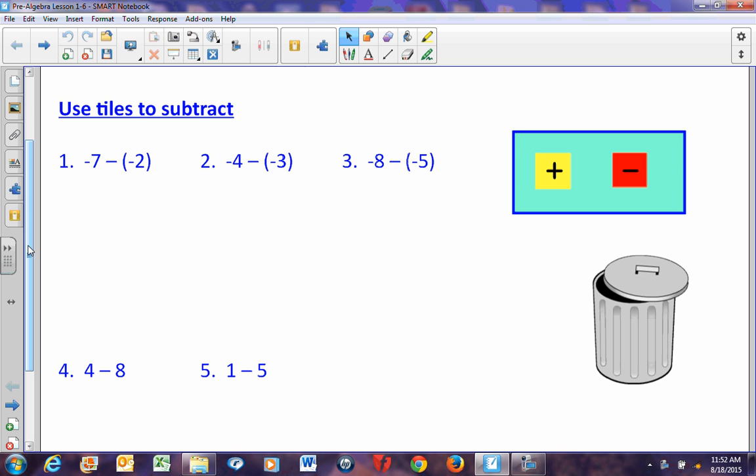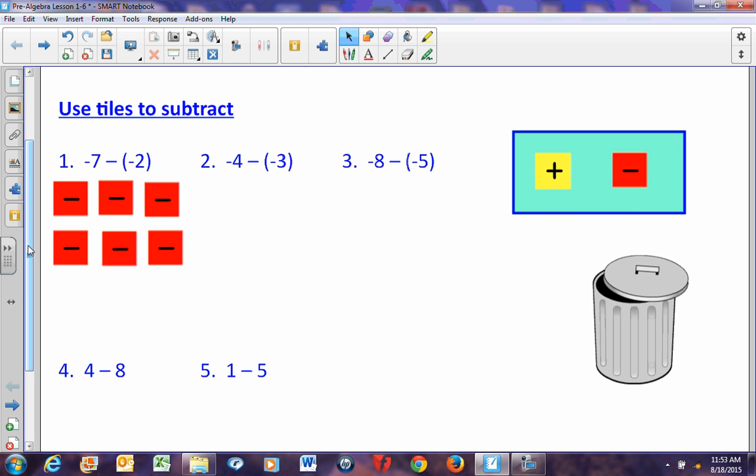If I have a -7 and I'm going to subtract from that -2. So let's start off with 7 negative tiles. 1, 2, 3, 4, 5, 6, 7. And now it tells me to take away from that 2 negative tiles. It says -7 minus a -2. So it says take -2 tiles away from that. So I can take 2 tiles away. Okay. Both of these 2 tiles go away, and I am left with -5.